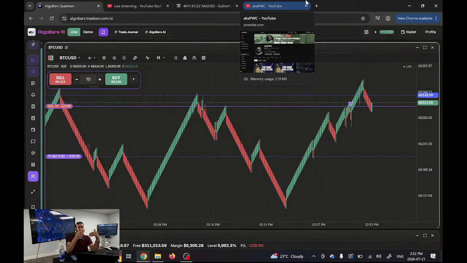On a 100K account, risk like $100. That's like 0.1%. Very small risk. On a 10K account, I would only do like $10 to $20 trades. Very small. You're saying, wait, a $10,000 account, you want me to only risk $10 per trade? Yeah, let me explain why.